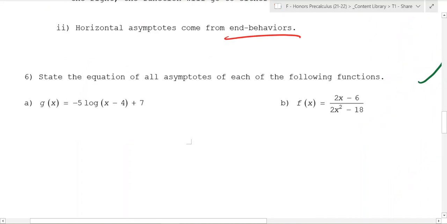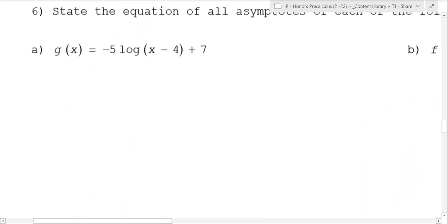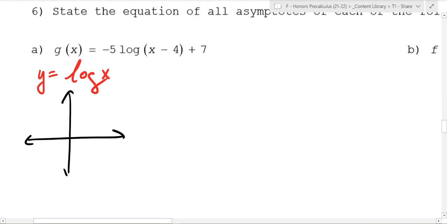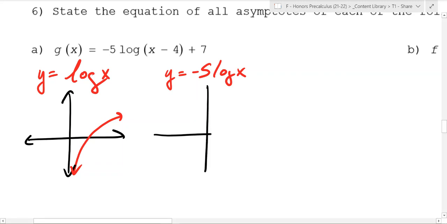So let's take a look at these functions here. G of x is equal to negative 5 log of x minus 4, plus 6. And this is where you get to do the transformation of functions. And remember what log x looks like. Log x looks like this. Oh, and I'll use the red so we can actually transform it. So log x looks like this. And then what happens as you make it negative, let's say y is equal to negative 5 log x? It flips it over the x-axis, so you end up with a graph that looks like this.